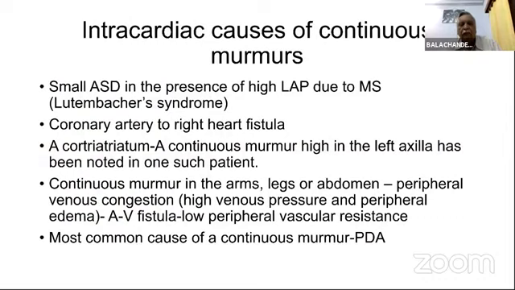Next slide. So if you classify like this and present, even if you miss 50%, it gives a good impression to the examiner. So this is the classification which you can keep in mind. Among the intracardiac causes, of course, you know coronary artery to right heart or Lutembacher syndrome. Occasionally, cor triatriatum can give rise to a continuous murmur high in the left axilla. But the most common cause of a continuous murmur is still the PDA. Next slide. I'll go through the slides of PDA very rapidly.